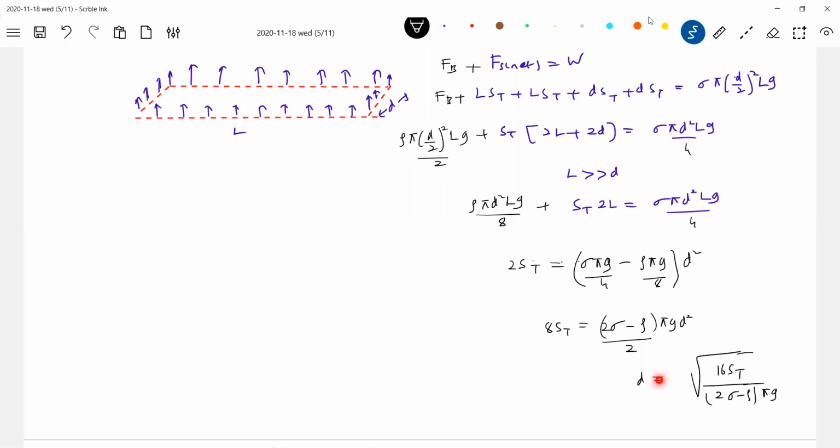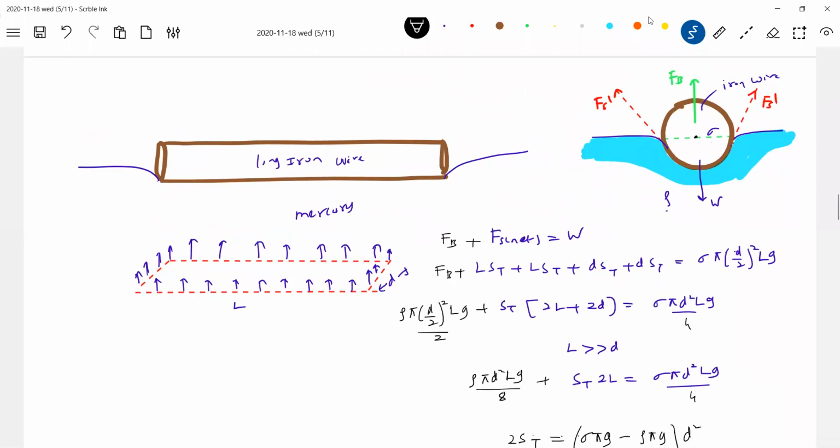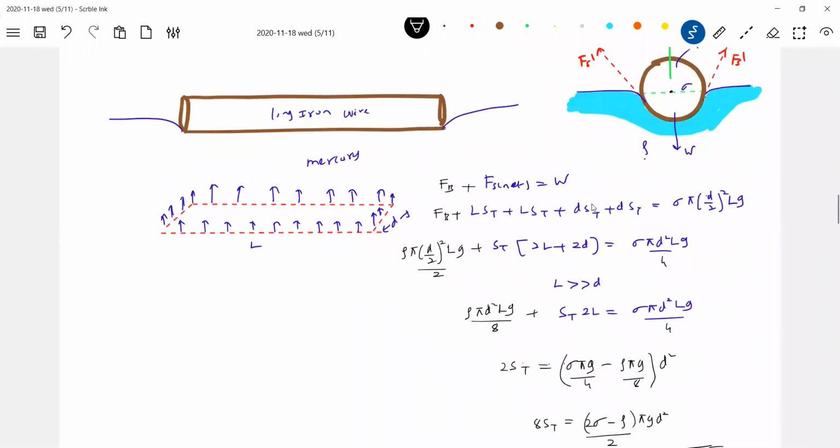If you neglect the buoyant force, some books neglected the buoyant force. Neglecting buoyant force means rho you should take outside. This is the diameter. If the diameter of the wire is more than this, it will sink. If the diameter of the wire is anything less than or equal to this, it will float. This is the total. So I think it's all about the diagram. Nothing else to do here.